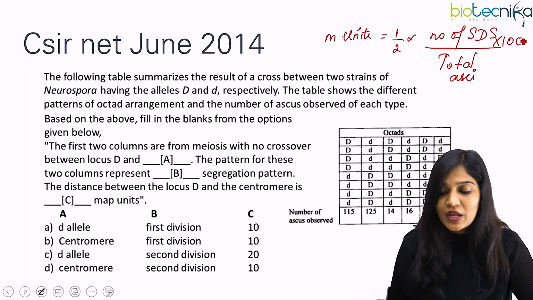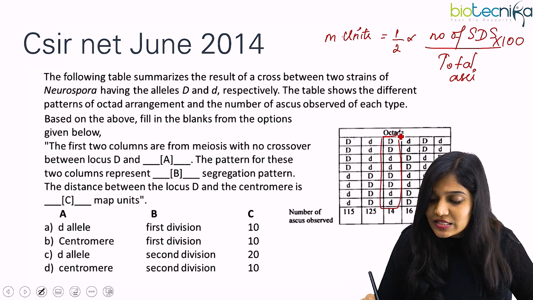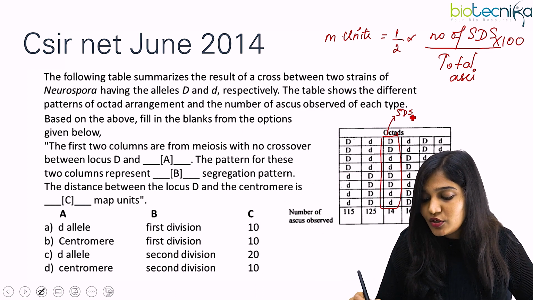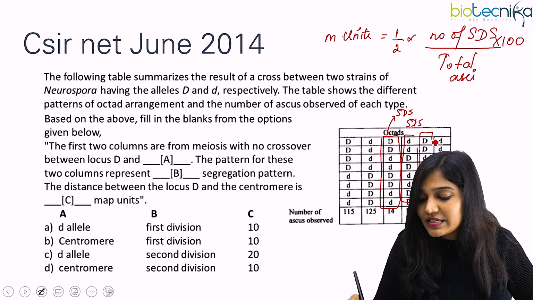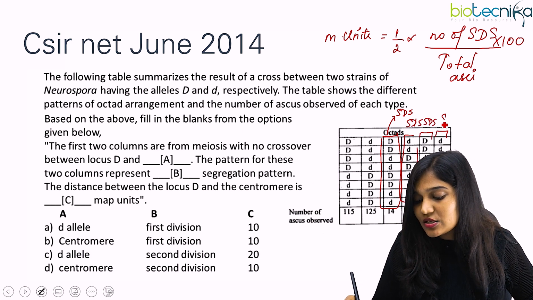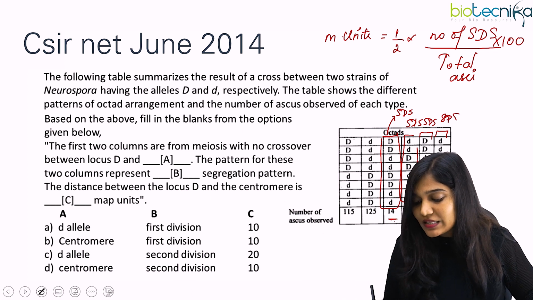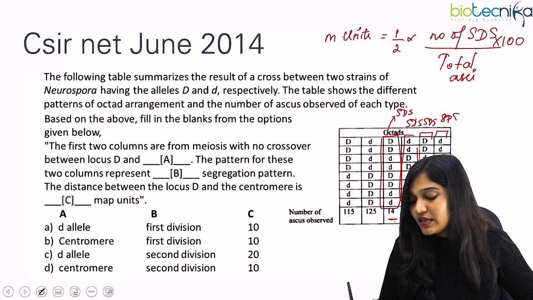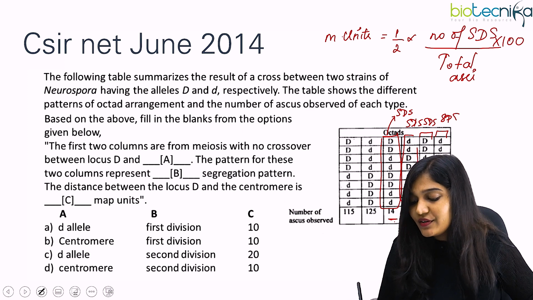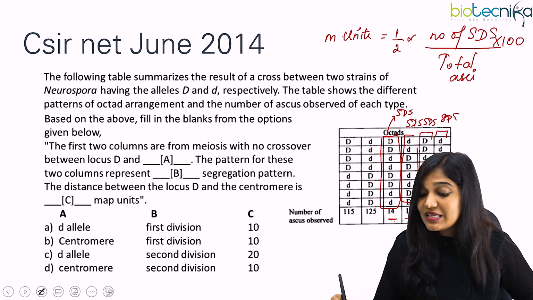This is the formula. So we know this one is SDS, as I told you, which is 2, 2, 2 and 2. This is also SDS, this is also SDS, and this is also SDS. So we have 14 and 16, which makes around 30. Then here you have 17, which makes 47, and here you have 13, which makes 60.